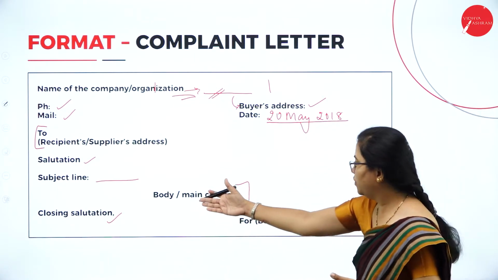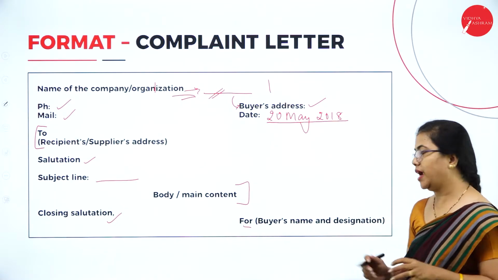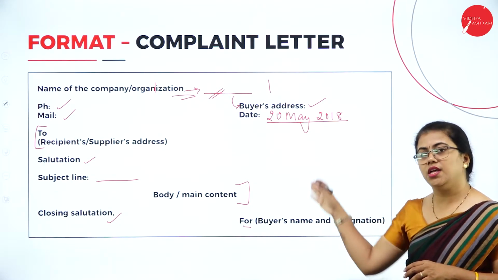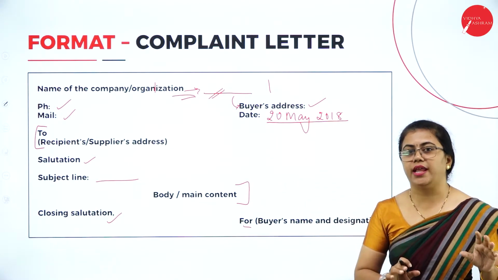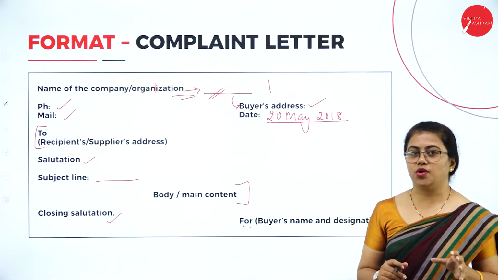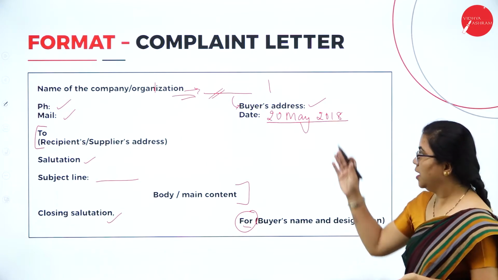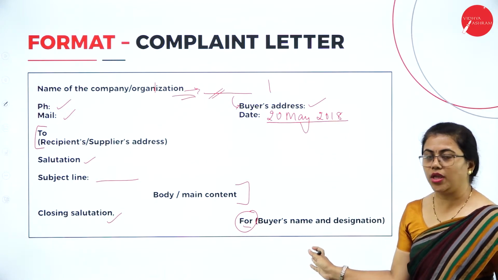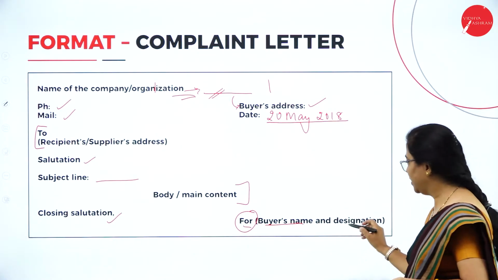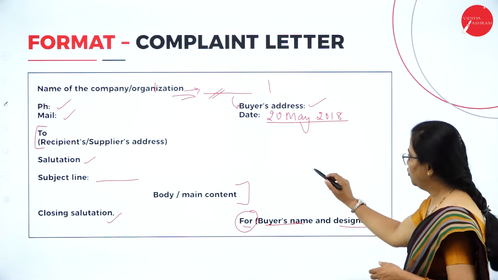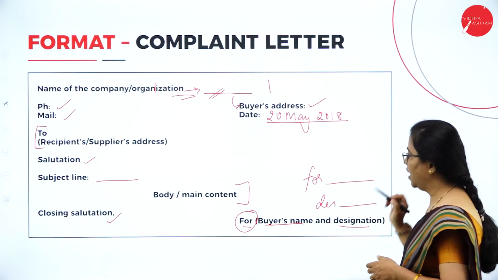So thanking you will be there, and also here for, like you are holding a position and you are signing on behalf of the company. Suppose you are not the owner of the company and you hold a position there wherein you can negotiate things. In that case you will write for, meaning on behalf of the buyer you are signing. So you will write the company name, and then comes the designation. So for you will write in one line and you will write the designation in another line.